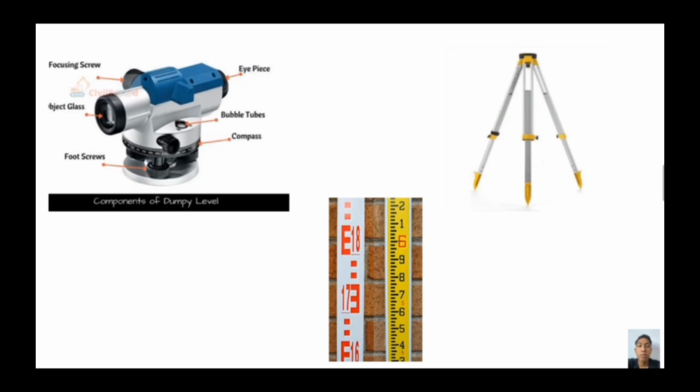That one is the automatic level. Before you start, you must adjust the bubble tube, and if you have a blur, you will use the focus screw. And then the second item is the tripod. The tripod is very important in your land survey. And then you have the staff.